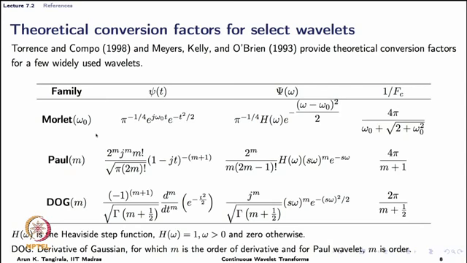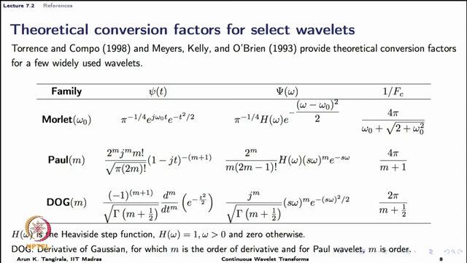Each of these waves is characterized by some parameter. The Morlet wave is characterized by the center frequency omega naught or Fc, the cyclic frequency. The Paul wave is characterized by what is known as an order, and for the derivative of Gaussian it is essentially the order of the derivative of the Gaussian that you are going to use.